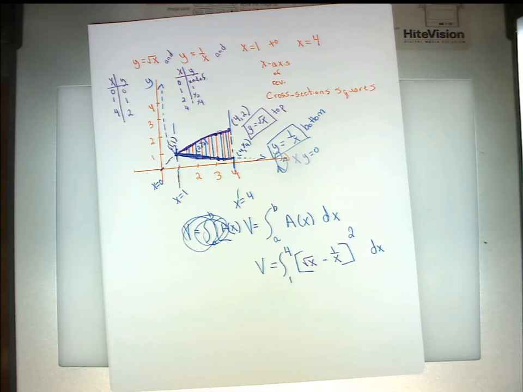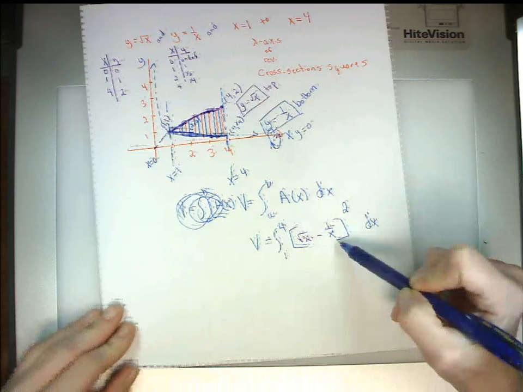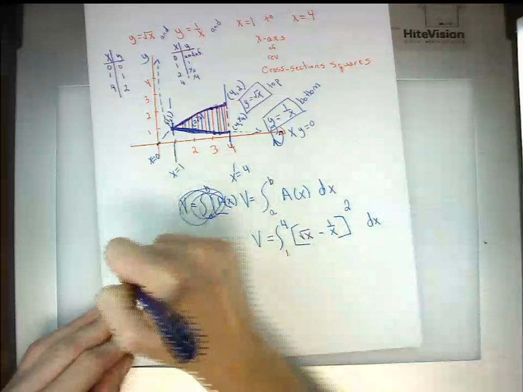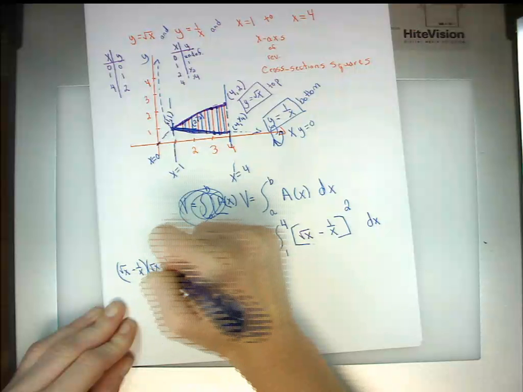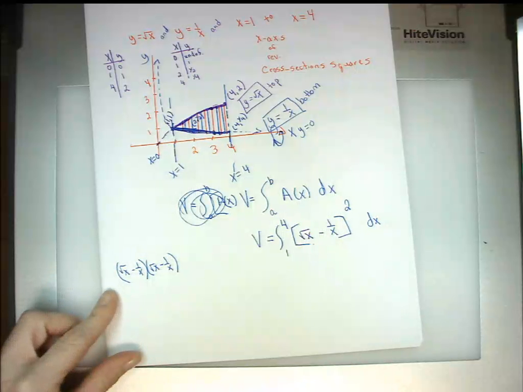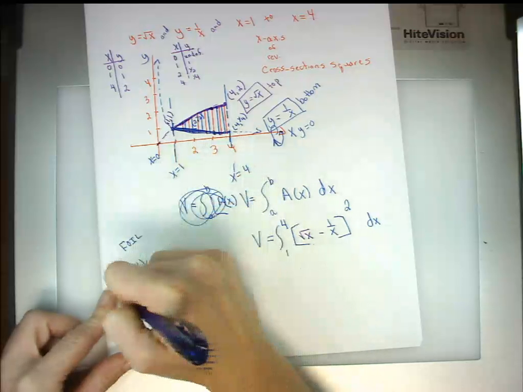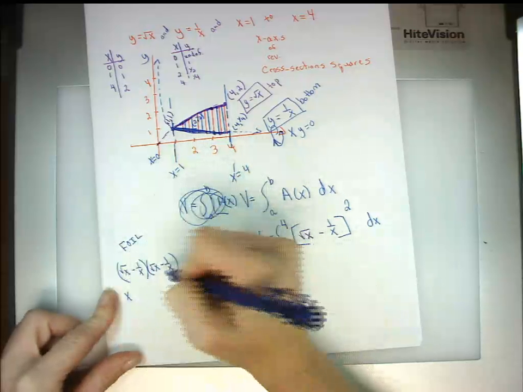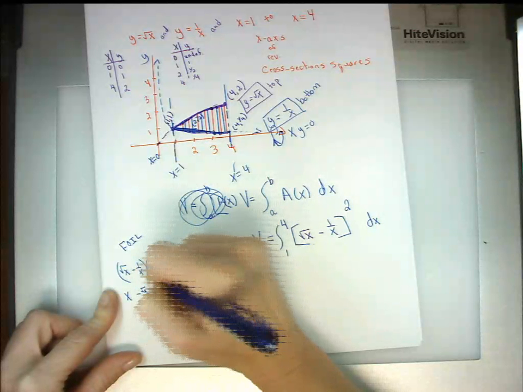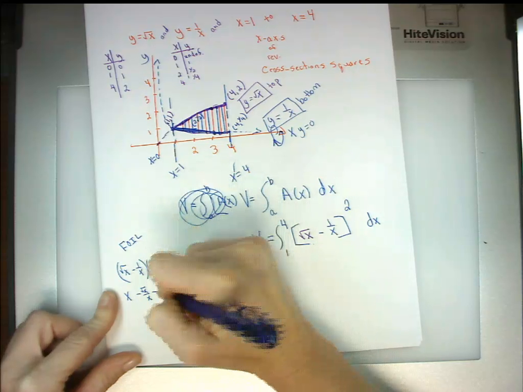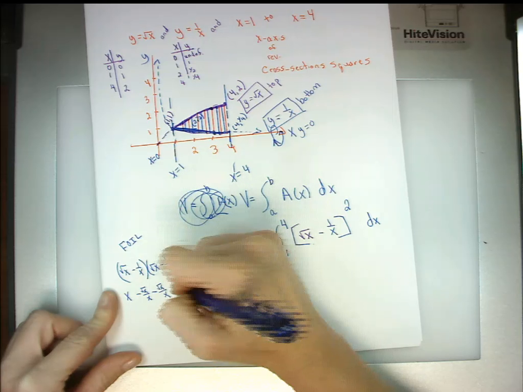A lot of students just square the first term and the last term, but you have to FOIL this square. So the square root of x times, and I'll do this out to the side, FOIL. Square root of x times square root of x is x. Negative 1 over x times square root of x is another negative square root of x over x. And then a negative 1 over x times negative 1 over x is plus 1 over x squared.